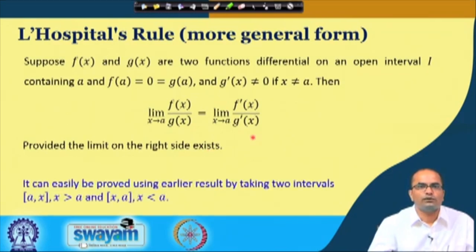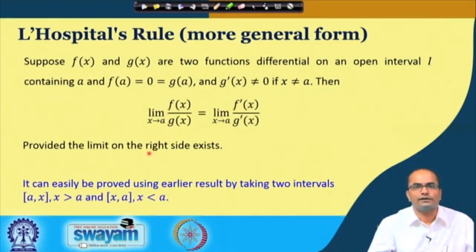And the proof is similar to what we have already done before, because now we can consider two intervals in this I. So, a to x, taking x greater than a, and we can also consider another interval x to a when x is smaller than a. So, in these two intervals we will apply the previous result, which will establish the limit as x goes to a plus, and then when we apply that result to the other interval, we will get x goes to a from the negative side. So, both the limits from the right side and from the left side give the same result, which will conclude that the limit as x goes to a of f(x) over g(x) is equal to the limit as x goes to a of f prime over g prime of x.